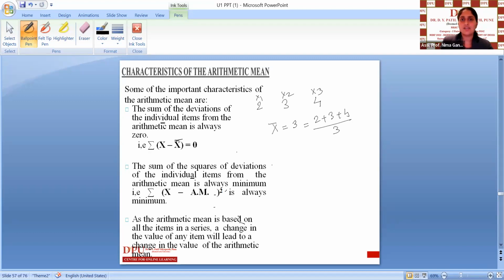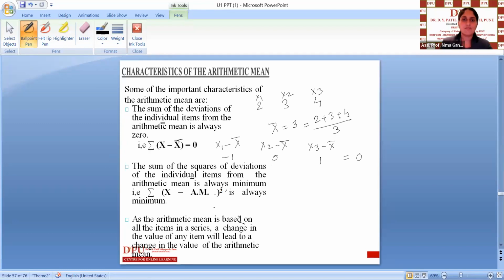So if you are taking deviations from the mean, I'm finding X1 minus X bar, X2 minus X bar, X3 minus X bar. So what is X1? 2 minus 3 is minus 1. X2 is 3 minus 3 is 0. X3 is 4 minus 3 is 1. And if you take a summation of this, it always comes to 0.